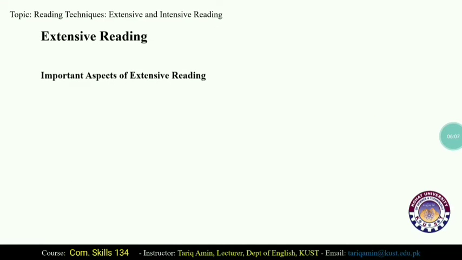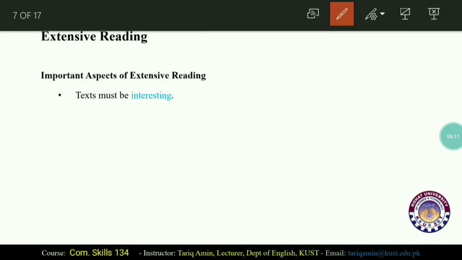Important aspects of extensive reading. Text must be interesting. This is a very important point, that a text that you select for extensive reading must be interesting. You should not select a text that is boring. Boring text should be avoided. You should select a text that is very interesting, so that you do not get bored very soon. So try to select a text that is interesting.